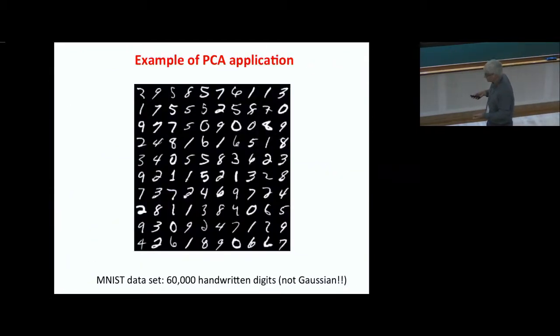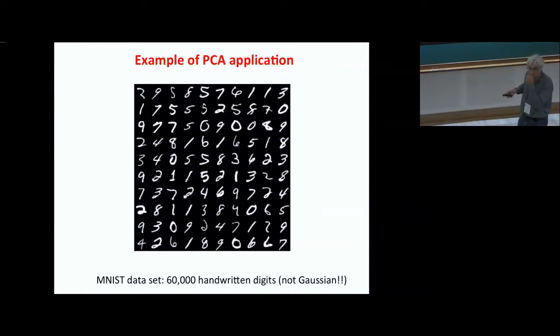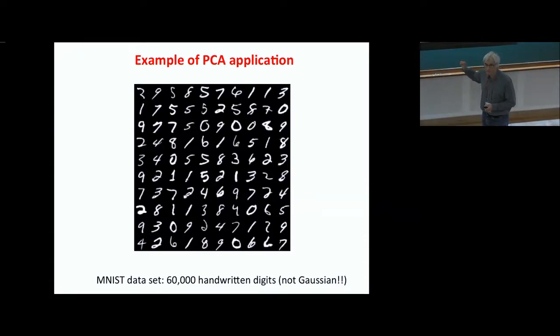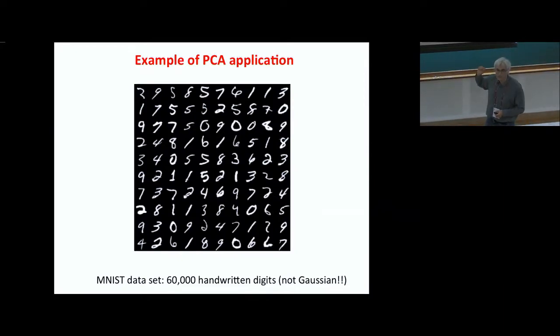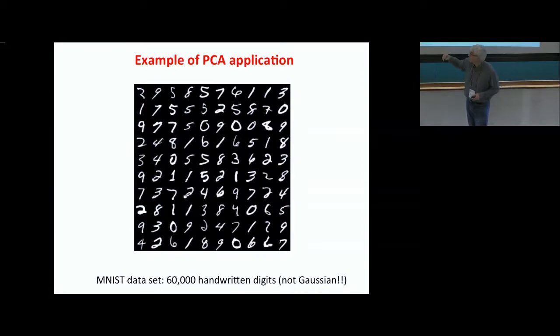So if you take, for instance, this data set, which is called the MNIST data set. It's a well-known data set in machine learning, which is made of handwritten digits. It was collected by the US Postal Service at a time when people were still able to write letters, which is not the case now. I mean, nobody writes letters anymore, but at that time, people used to do that. So what you get is 60,000 digits, so digits between 0 and 9.